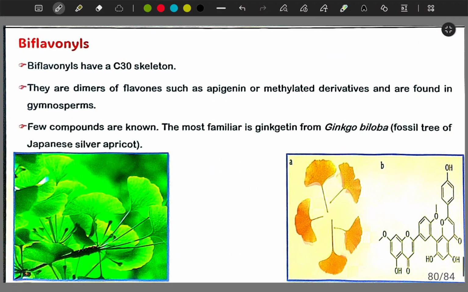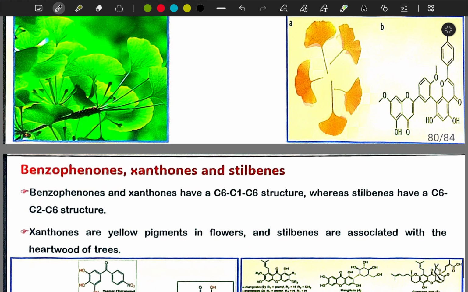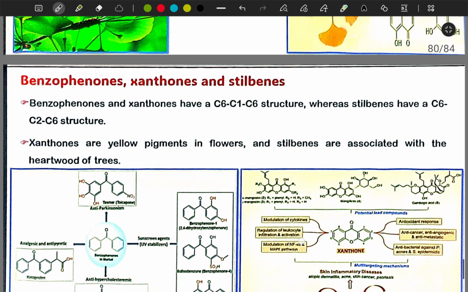Next is biflavonoids. Biflavonoids have a C30 skeleton. They are dimers of flavones such as apigenin and methylated derivatives and are found in gymnosperms. Few compounds are known. Most familiar is ginkgetin from Ginkgo biloba.